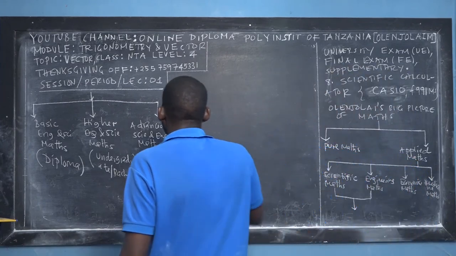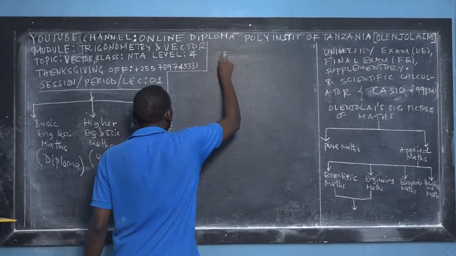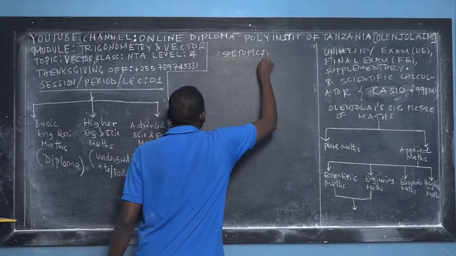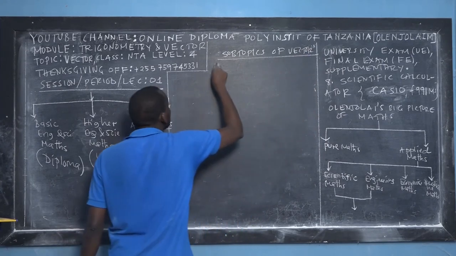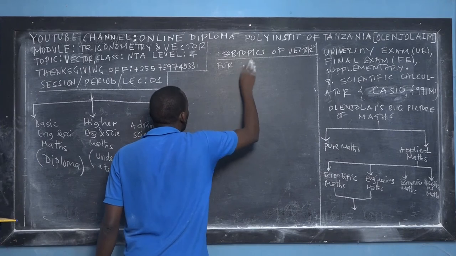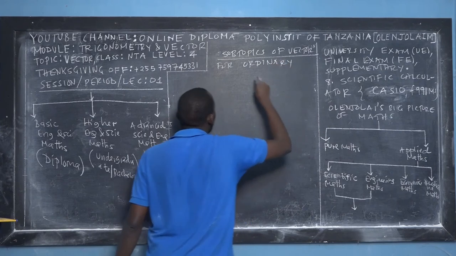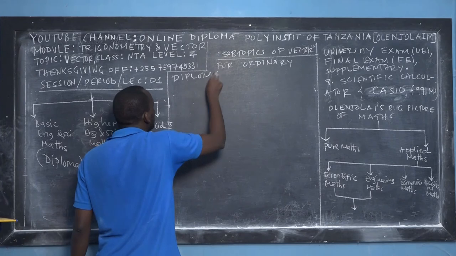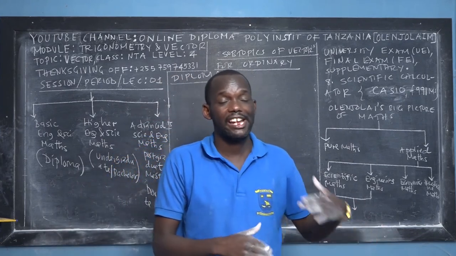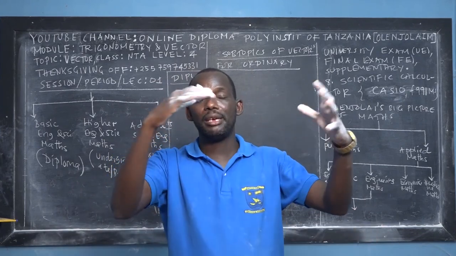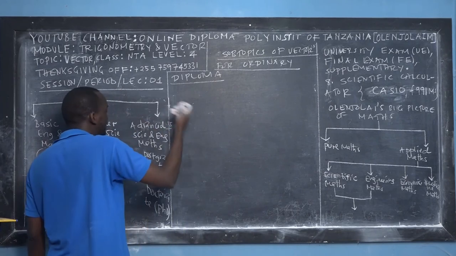So first of all, I would like to present to you the subtopics of vectors for the ordinary diploma, because you also have a higher diploma. The topic of vectors begins from the fundamental vectors we learn in O-level studies, and then builds the concepts on top of it until it reaches the point where we as engineers need to apply it.